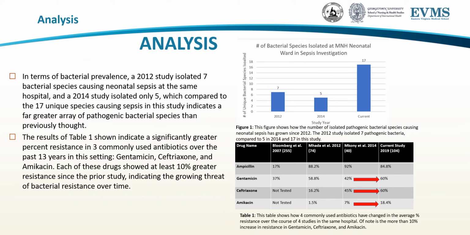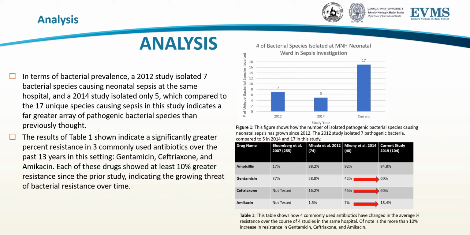Previous studies on neonatal sepsis done at the same hospital provide a useful framework for being able to analyze the results of this study and compare it to historical data. Firstly, in terms of the bacterial prevalence, a study from 2012 isolated 7 bacterial species that were responsible for causing neonatal sepsis at the same hospital, and a 2014 study isolated only 5. Obviously, these numbers greatly differ from the 17 unique species that were isolated in this study, contributing to sepsis and mortality, which indicates that there's a far greater array of pathogenic bacterial species in this setting than previously indicated.